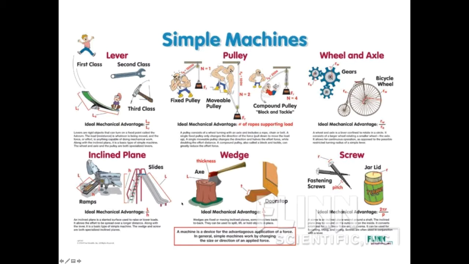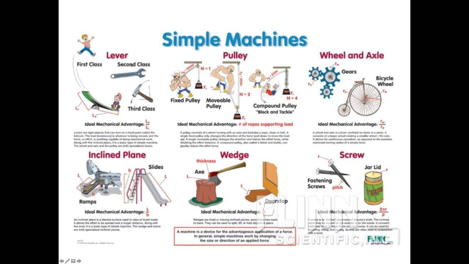So let's finish up by summarizing the various types of machines we've talked about here, and reviewing what the ideal mechanical advantage for each of these is. And we know that the actual mechanical advantage is always going to equal the force output divided by the force input. But in each of these, the ideal mechanical advantage represents the various ways that we can express the distance input divided by the distance output.